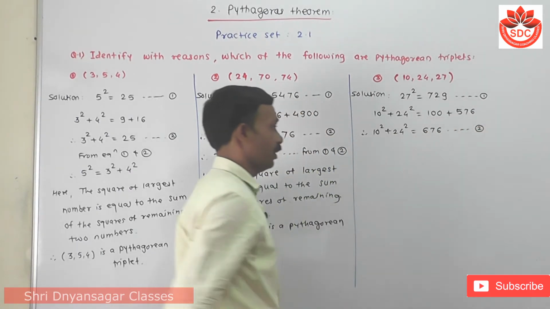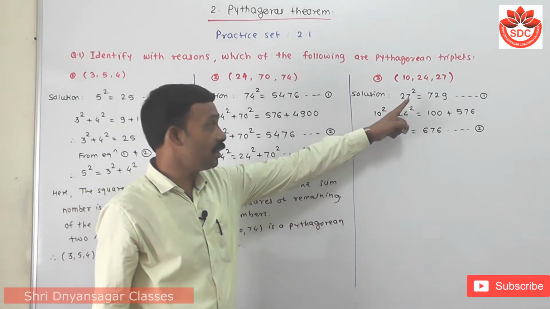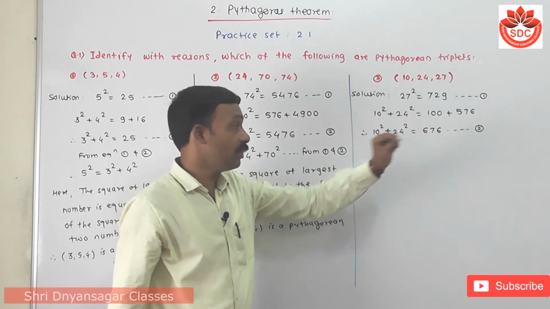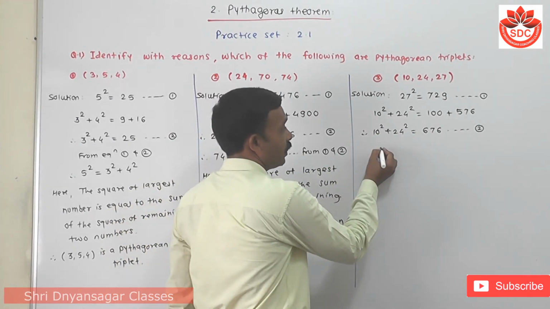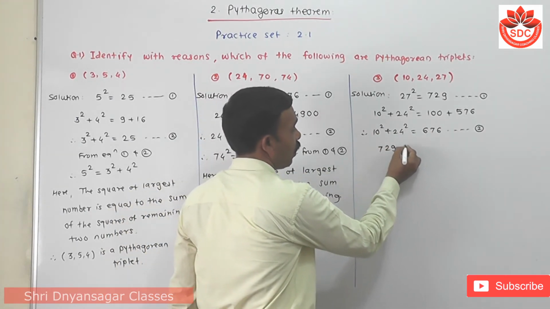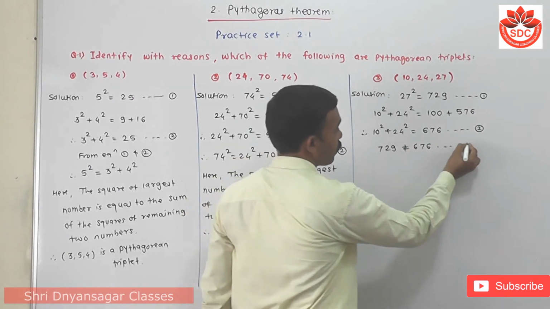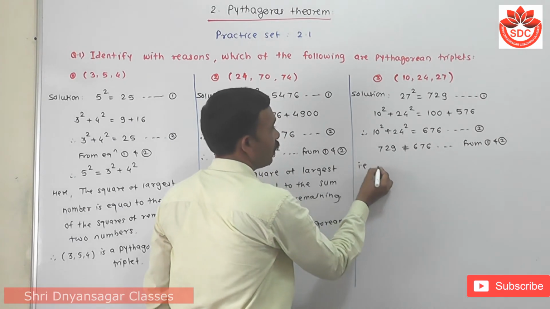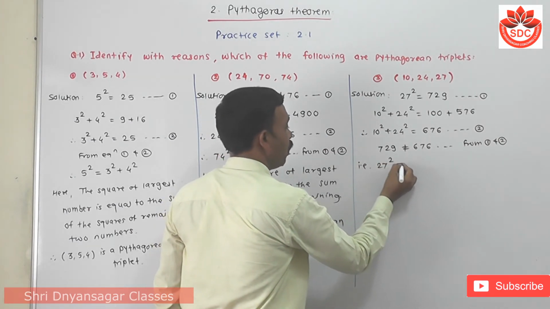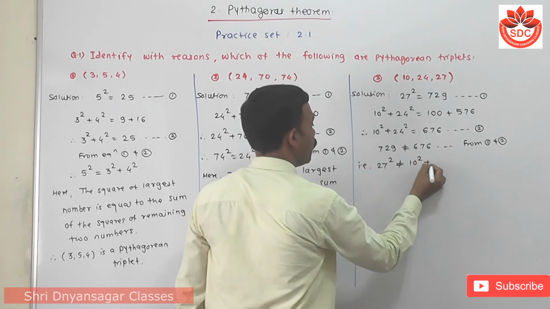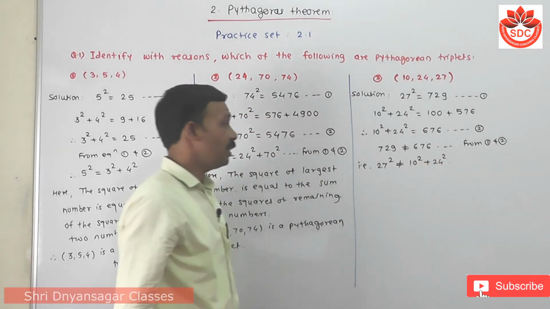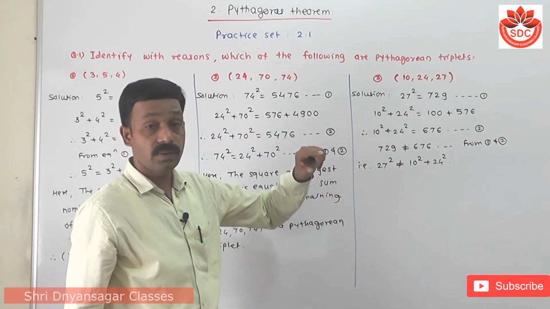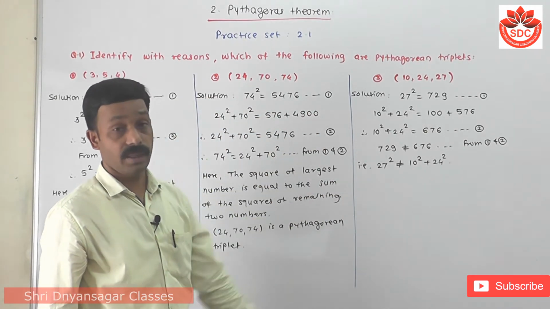Equation number two. Observe carefully, 729 is not equal to 676. You also write here, from first and second, 729 is not equal to 676. That is, we write here 27 square is not equal to 10 square plus 24 square. This means that these two sides' squares are not equal. Therefore, these three values are not a Pythagorean triplet.